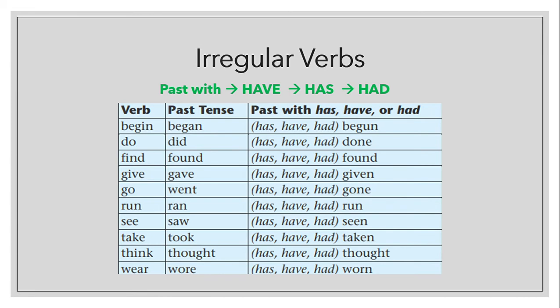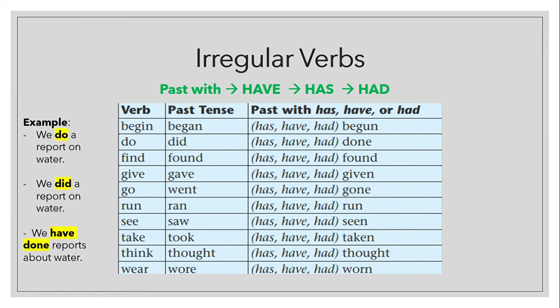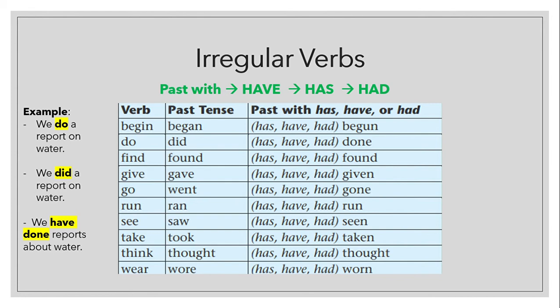Verb, past tense, past with has, have, or had. And let's check out this example. I'll take this part of the table. Okay, I highlight it. Do, did, and done. So I took this row. Do, did, done. Now let's see how do we use each one of them.